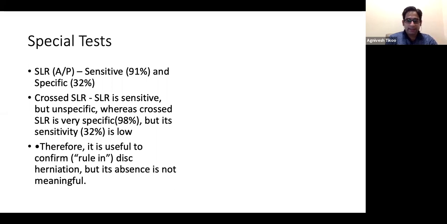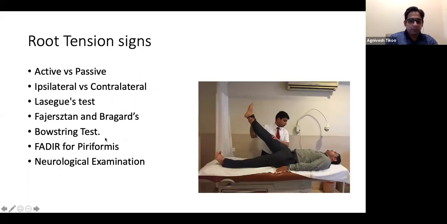So straight leg raise can be positive in a lot of things, but if a crossed SLR is positive, it means that this patient most likely has a disc and not any other masquerading or diverting factor. But again, its sensitivity is low.